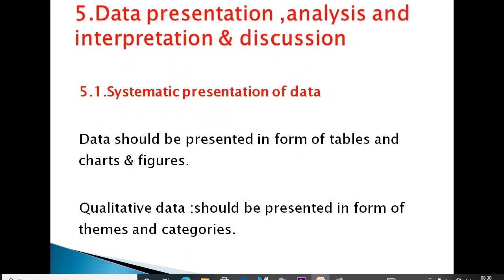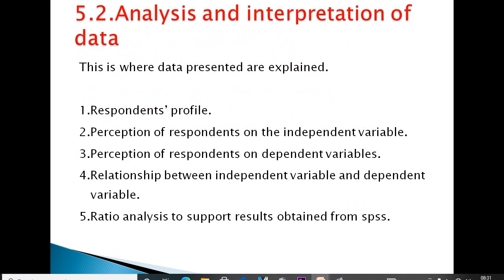Here in this chapter, the researcher proceeds to what we call systematic presentation of data. Here the researcher presents data in forms of tables. He can use charts and figures. Qualitative data here must be presented in forms of themes and categories. Then after presenting data, the researcher proceeds to the analysis and interpretation of data. This is where the presented data are explained.